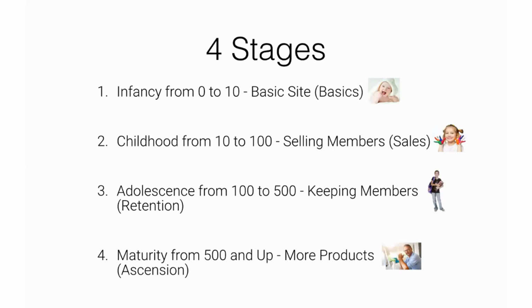A big mistake in childhood is people continue to build on the site. They continue to engineer, kind of not realizing they're avoiding the sales and marketing. In stage 3, in adolescence, from 100 to 500 members, the big focus is retention.